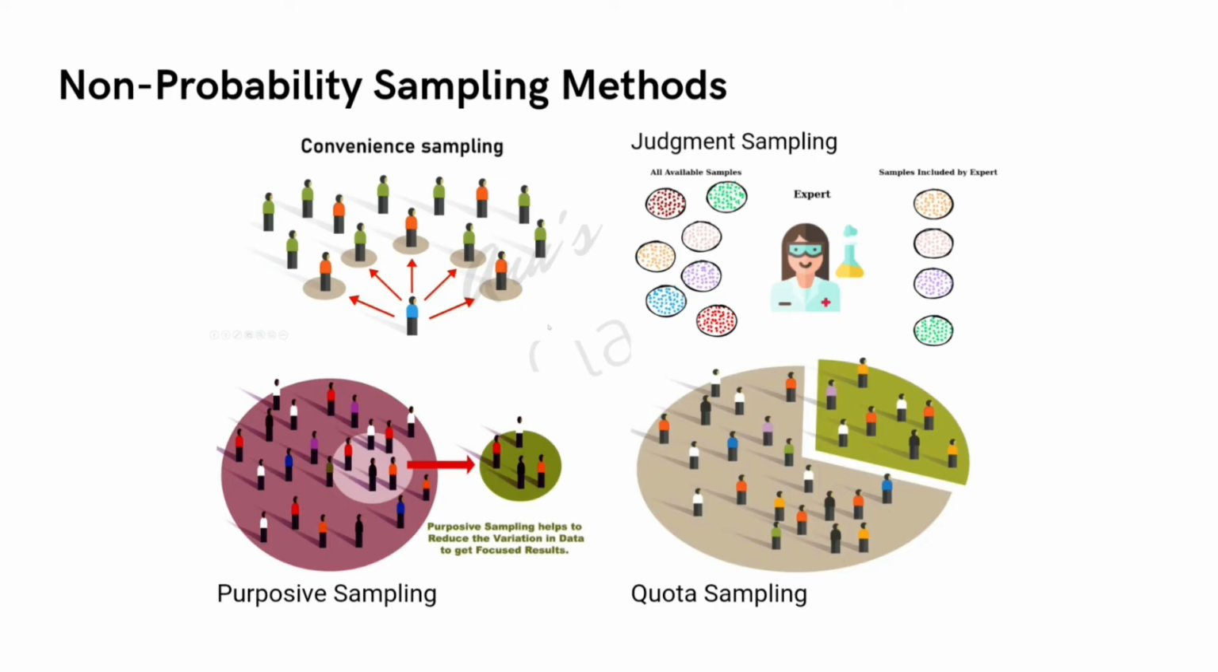That is quota sampling. Then we have purposive sampling, wherein the samples are chosen with a purpose at hand.